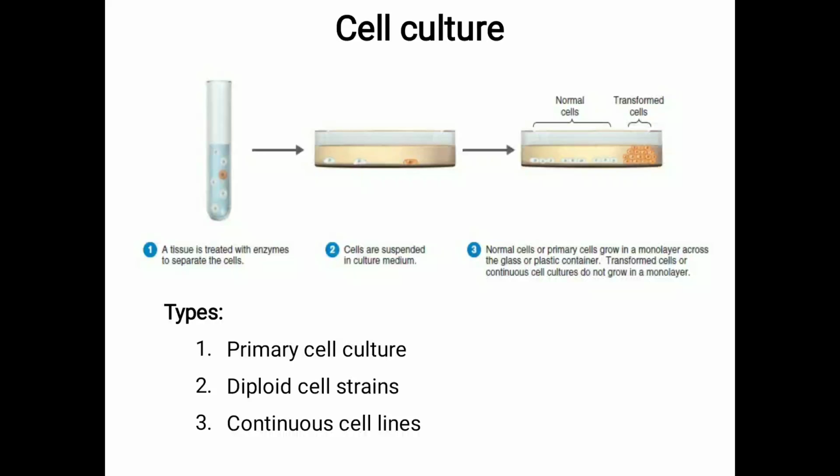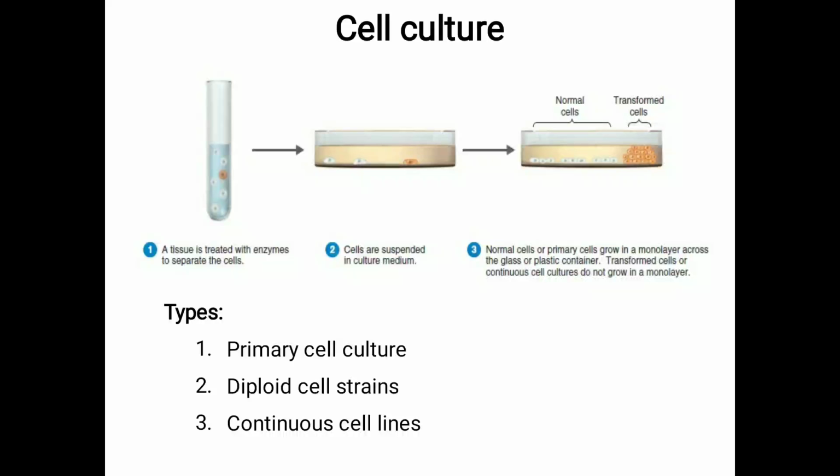In the next step, the cells are washed, counted and suspended in the culture medium, and then distributed into petri plates, test tubes as well as bottles. The normal cells or primary cells grow in a monolayer across the plastic or glass container. The transformed cells or continuous cell cultures do not grow in a monolayer.